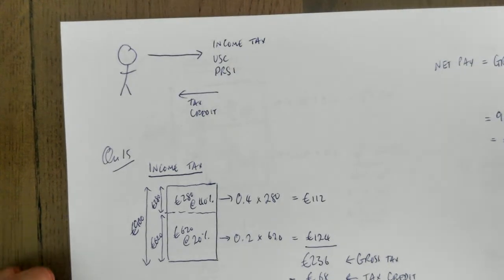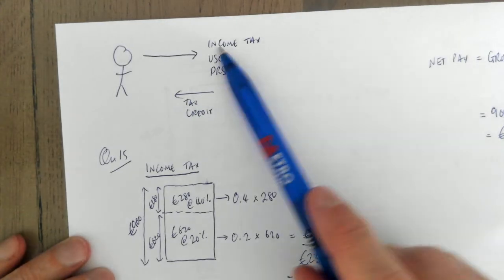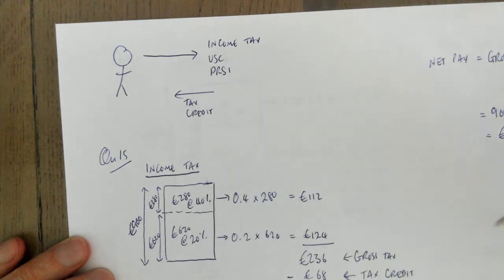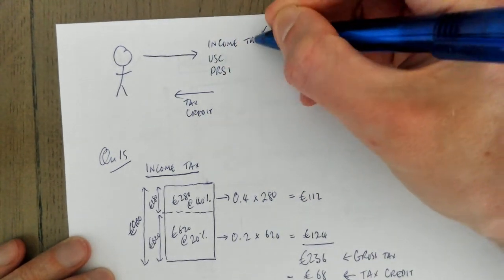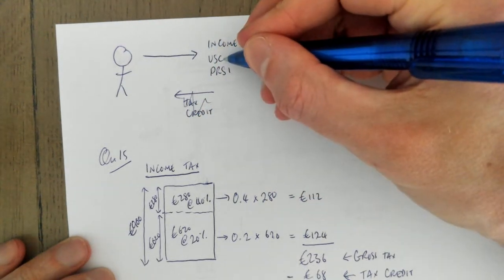That's a little stick diagram, just generally what we discussed last week. They pay out income tax. Well, actually the tax credit should be in with this. Normally we put the tax credit in here, okay, so we take it away, and then they pay out USC and PRSI. Okay, so let's look at question 15.